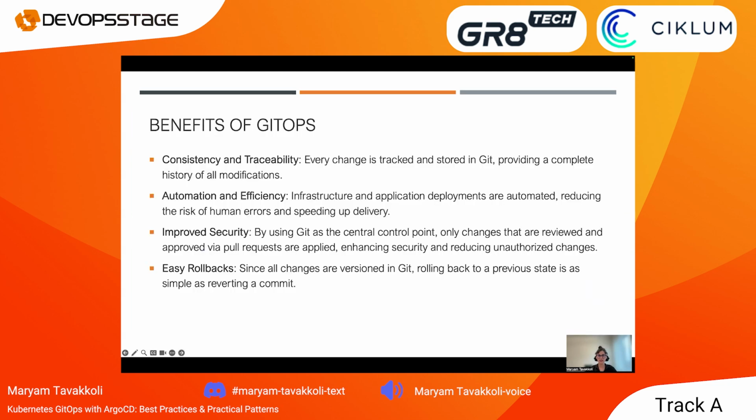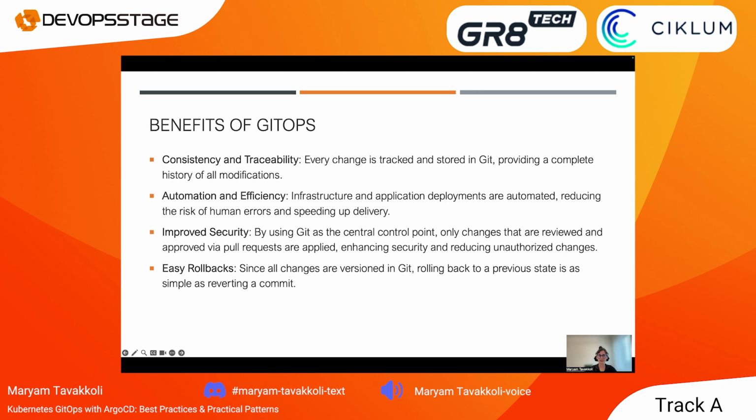And now that we have become familiar with the concept of GitOps, let's also review the benefits that it brings for us. So the first benefit is consistency and traceability. All the changes in this approach are tracked and stored in Git, which provides a complete history of all modifications for you. The second benefit is about automation and efficiency. The infrastructure and application deployments are automated, which reduces human error, and it also speeds up your delivery process. So this is also a nice benefit that it brings.